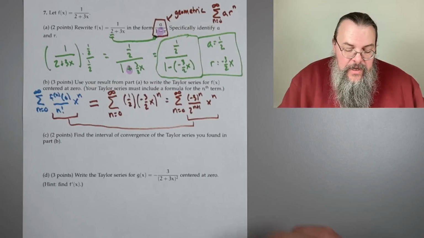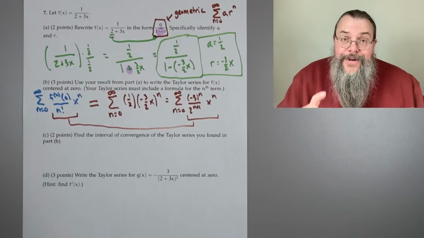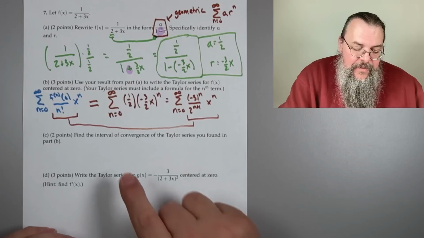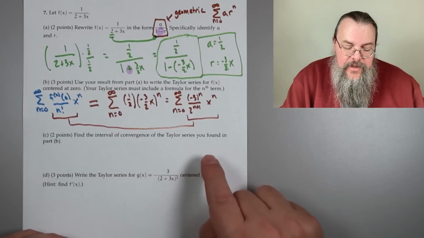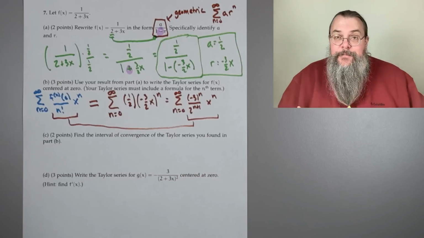Cool. Okay, now part C. Find the interval of convergence of the Taylor series you found in part B.